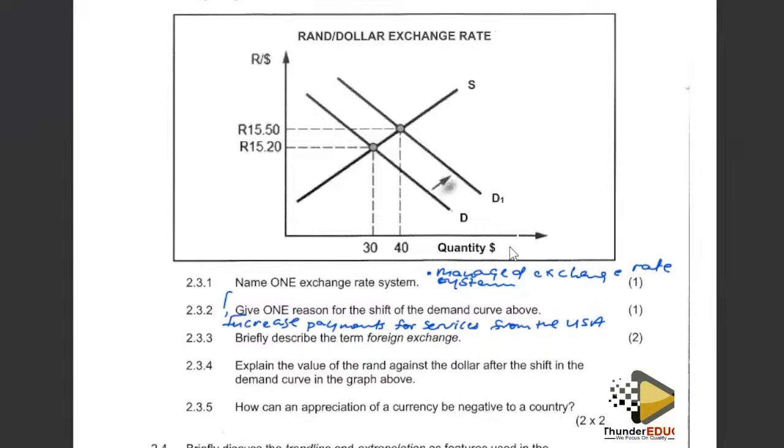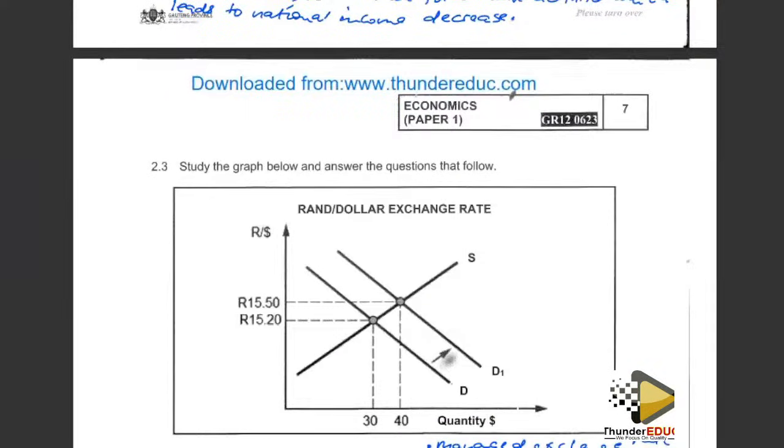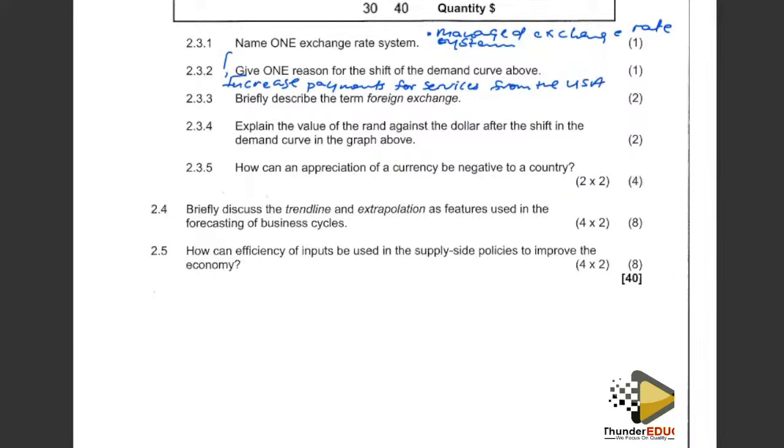Now let's move on to the next question that reads 2.3.3. Briefly describe the term foreign exchange. Foreign exchange is the conversion of one currency, or one country's currency, into another. So this is nothing but the conversion of one country's currency into another. Okay, grade 12. Now we are done with this question.